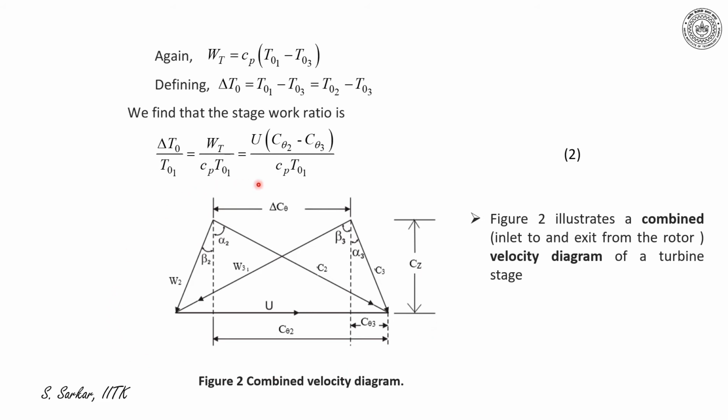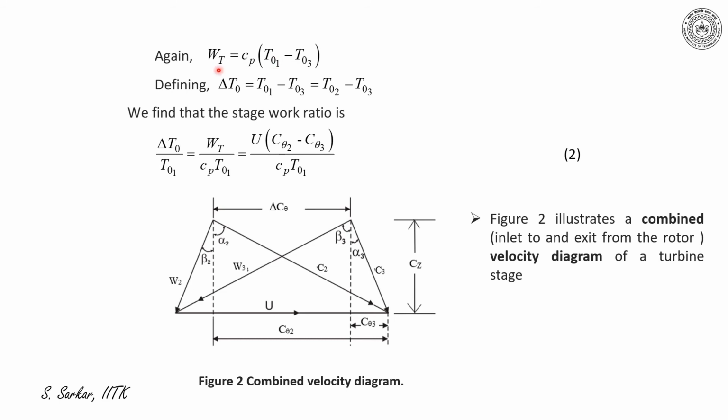After discussion of this, I have defined here Wt, that is the work output of a stage, is equal to Cp into T01 minus T03, where T01 is the total temperature at entry to the nozzle, and T03 is the total temperature at exit of the rotor. That is, the total temperature at the inlet of the stage and the total temperature at the exit of the stage.